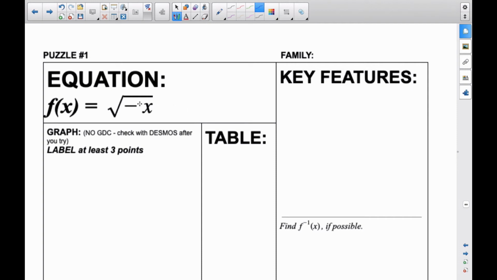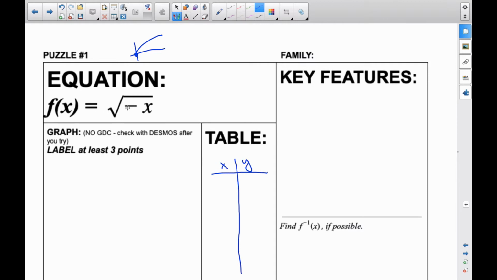Okay, so we're going to do our first puzzle here for the square root function. Remember, the square root function is basically going to be a scenario that starts at 0, 0, and it goes like this kind of sideways parabola, the top half. If I do not know what it looks like, I'm going to start with the table of values. I'm going to start with x and this is y.